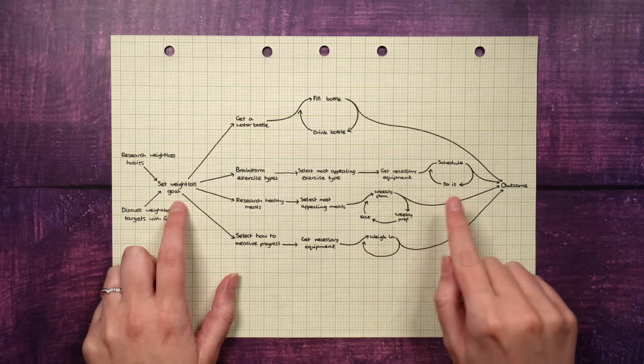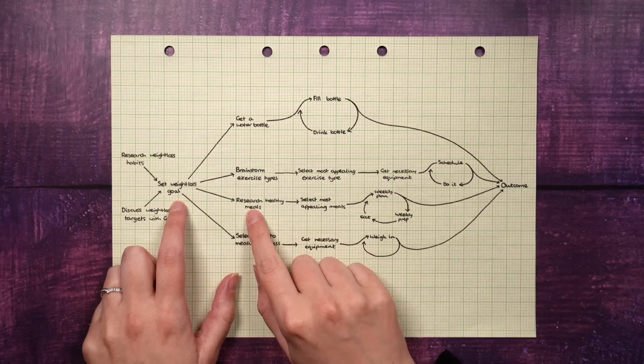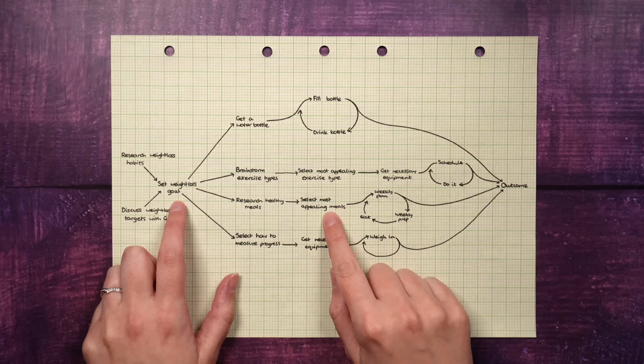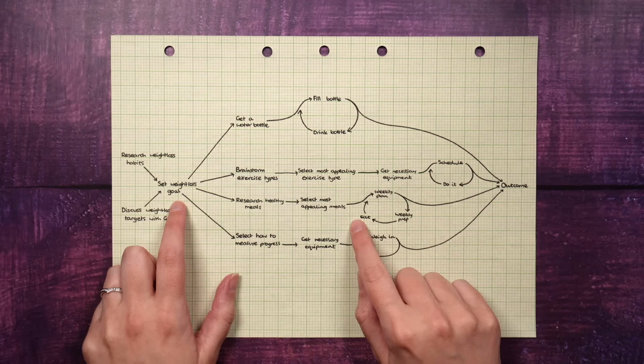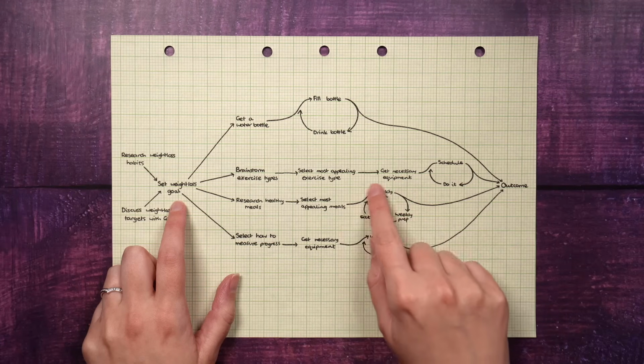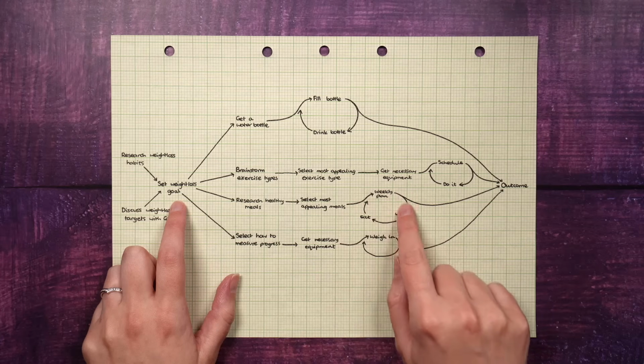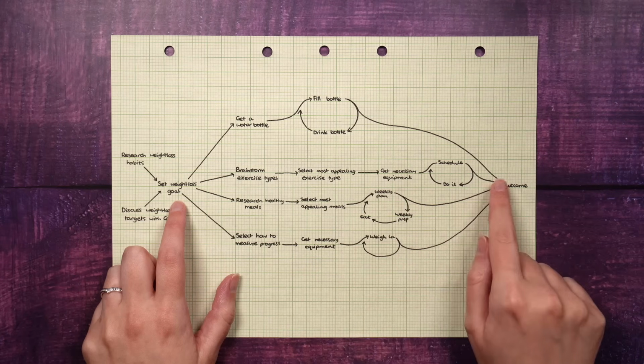The next branch though is around meals, so researching healthy meals, selecting the most appealing ones, and then doing a process of planning your meals for the week, prepping your meals for the week, and then eating them. That circle in particular would be a weekly circle, so going around that week after week after week to reach the outcome you're hoping for.